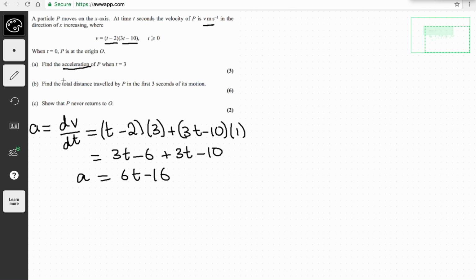Now, they're asking us to find the acceleration of P when t equals 3. So when t equals 3, we substitute the value of t in here, and therefore a will be 6 times 3 minus 16, which gives us the acceleration as 2 meters per second squared. Now moving on to the next part, part B.